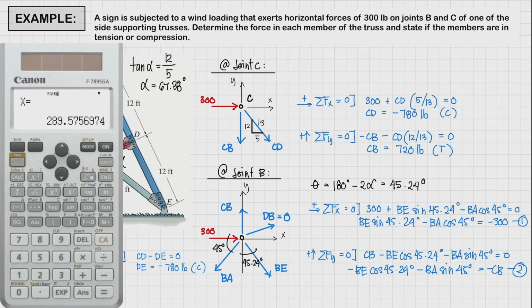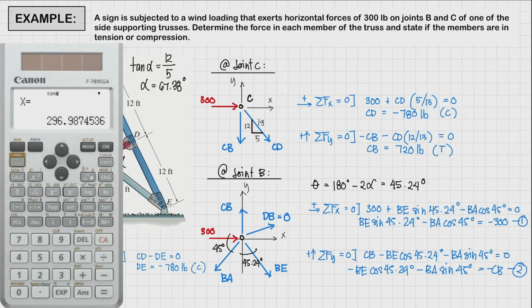So we'll be able to solve for BE, which is equal to, right, so 289. So I think I made a mistake from our equation. So this is negative, negative. So let's check first. Right, so I think I made a mistake for A for equation 2. So this is supposed to be negative cosine 45.24. Right. So let's check that.